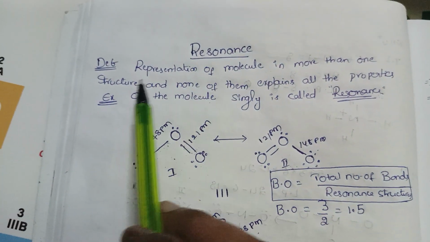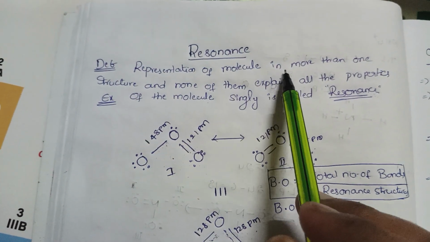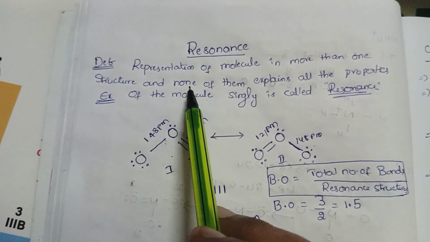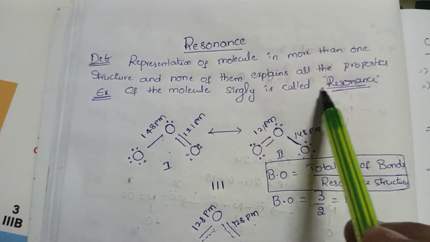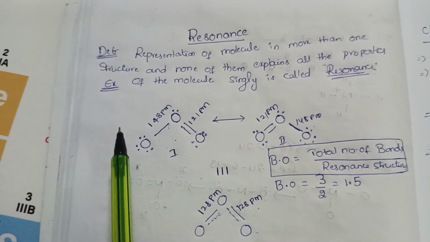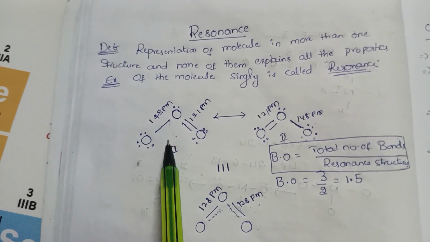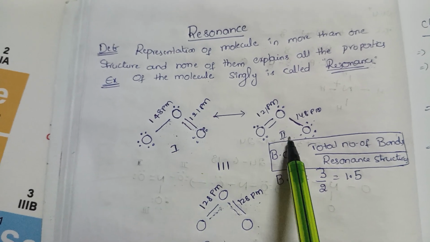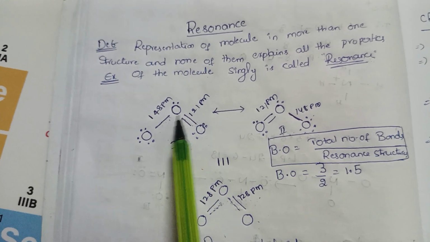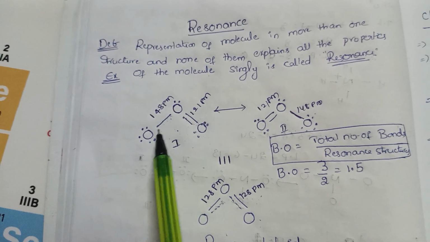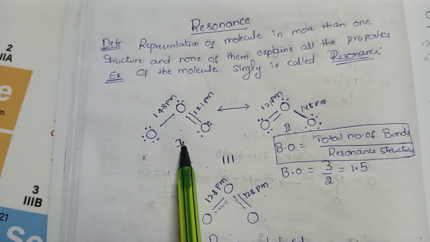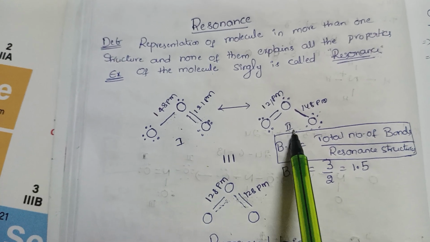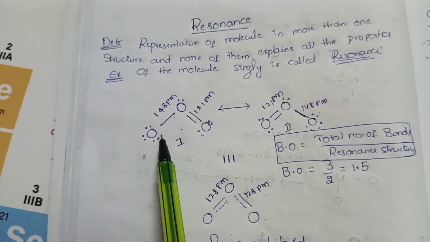Resonance is defined as the representation of a molecule in more than one structure, none of which explains all the properties of the molecule. This is called resonance. If we take the ozone molecule, these are the two possible Lewis dot structures for ozone. A single Lewis dot structure can't explain all the properties of the molecule. These two are called canonical forms.